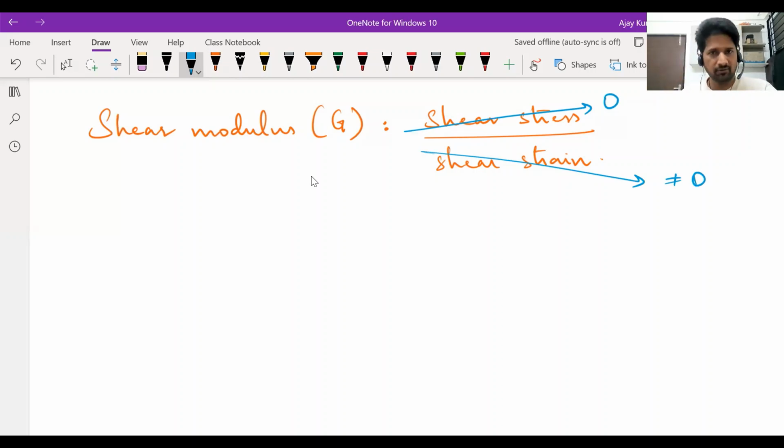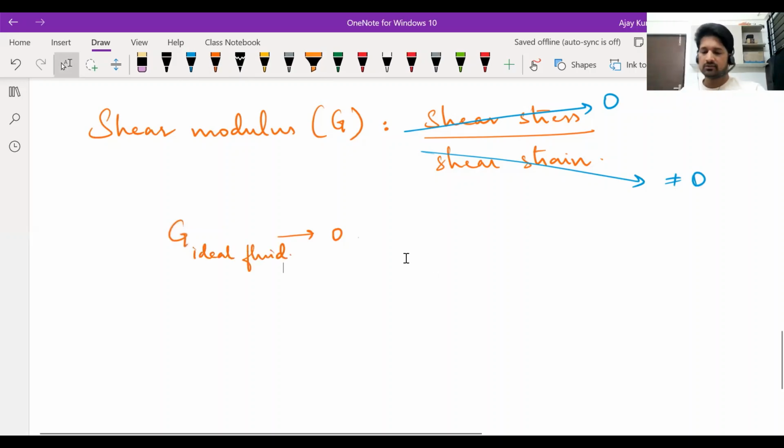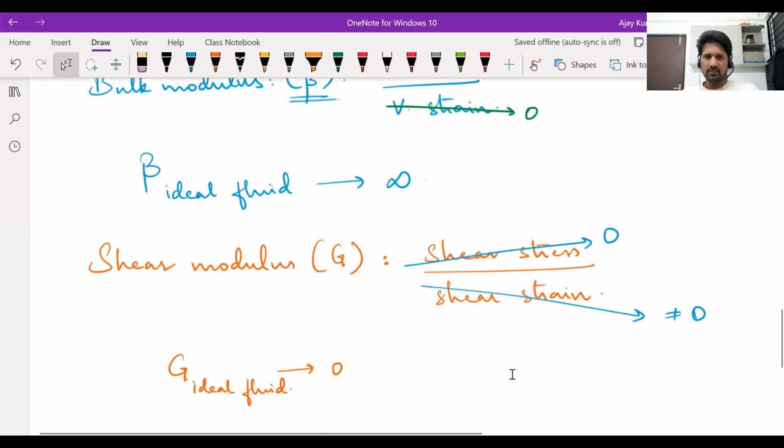Fluids do get deformed. Fluid layers can slide over each other. So shear strain will be there, but stress will not be there. So shear modulus G tends to 0 for an ideal fluid, not for real fluids. Real fluids can exert a little bit of force parallel to the surface also. Ideal fluid cannot. So bulk modulus of an ideal fluid tends to infinity because it is incompressible. Shear modulus of an ideal fluid tends to 0 because it is free flowing.